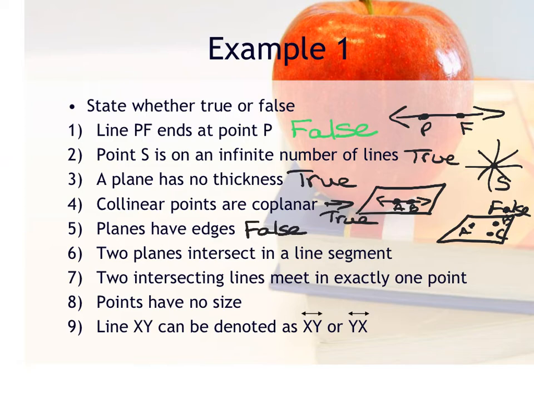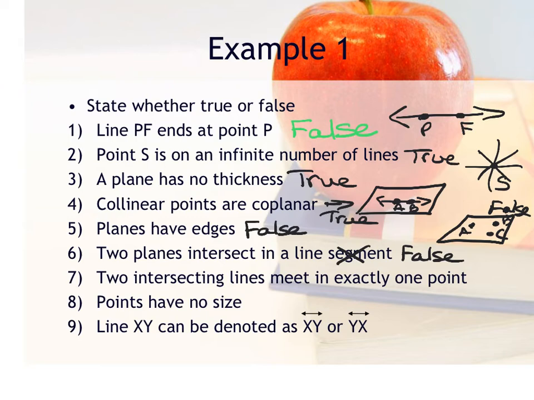2 planes intersect in a line segment. That is false. Remember, planes go forever, so their intersection will go forever. So this should be a line. So segment is false, but if the statement said 2 planes intersect in a line, then it's true. 2 planes will always intersect at a line.